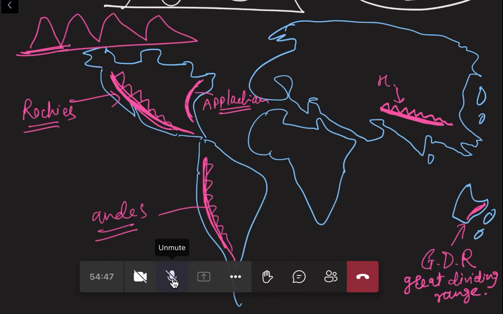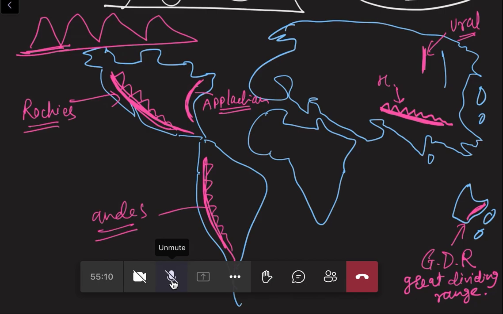Then in Russia, east of Russia, here is the Lena basin. The Lena river flows here, and here you have a mountain system. It's called the Ural mountains in Russia. These are again fold mountains. Okay.